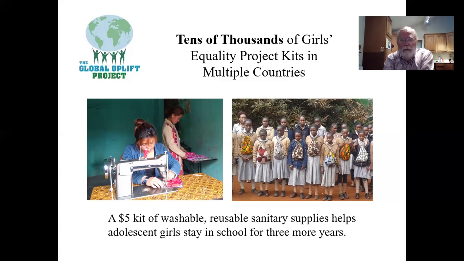This is no hyperbole. For $1.67 to keep a girl in school for 1 year may be one of the greatest returns on investment in human potential on the planet. This is such a successful program. We're really proud of it.